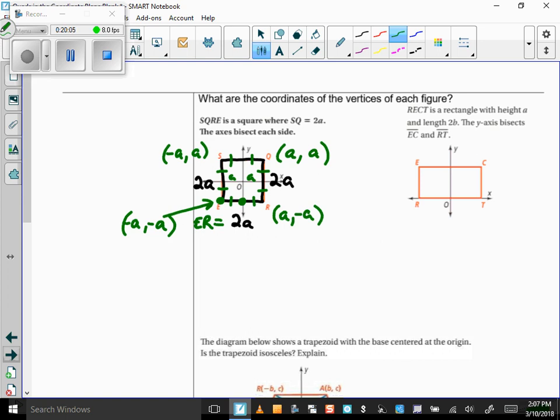All right, why don't you pause here and do the next one, the rectangle. RECT is a rectangle with height A and length 2B. The y-axis bisects EC and RT. So you try to find these vertices and come back and check.